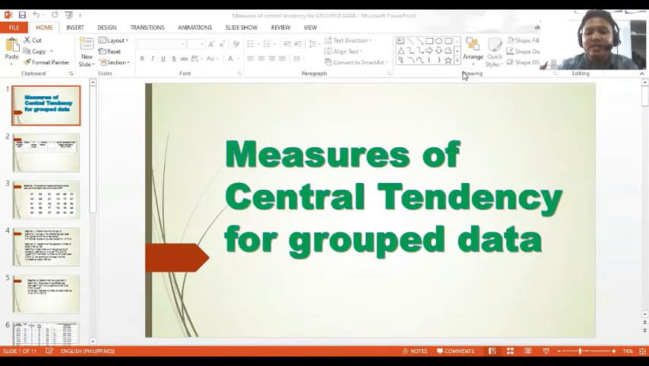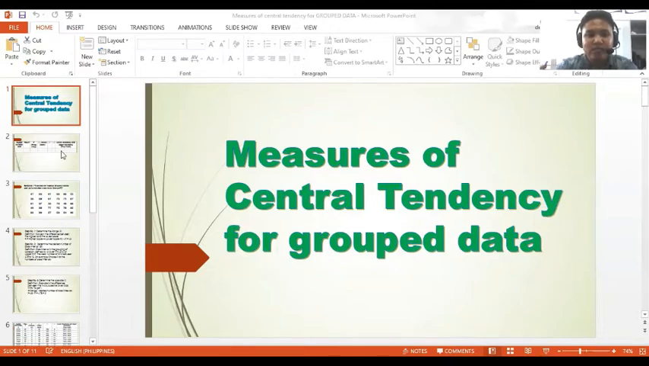So, na-discuss na natin yung ungroup data. Now, let's proceed to the group data. This will be the third part of our module 2. So, as I said doon sa previous videos ko, ang measure of central tendency, yung kinukuha lang natin dito is yung middle values niya na mag-describe doon sa isang dataset.